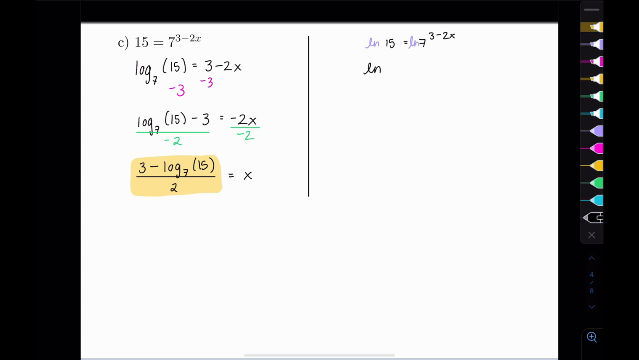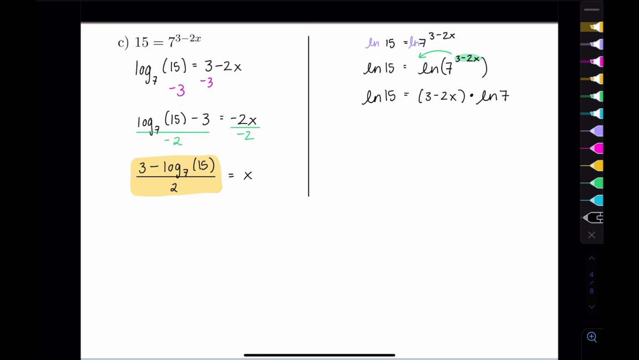So this gives us natural log of 15 is equal to natural log of 7 to the 3 minus 2x. And one of our properties about natural logs, or logs in general, is that our exponents pop out. So we can bring this down, and this is the same as saying natural log of 15 is equal to 3 minus 2x times natural log of 7.